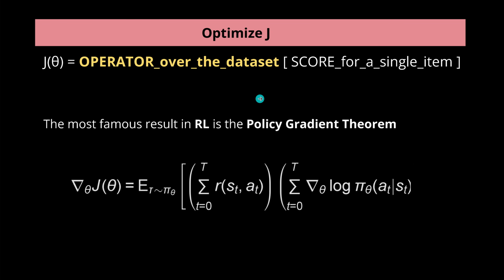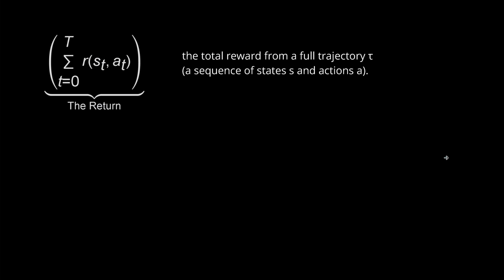And the most famous result in all of reinforcement learning is the simple policy gradient theorem. Here is exactly the way we calculate nabla theta of J of theta. Here we again have our operator over the data set. This is now a very specific expectation operator. And then we have the famous two terms. Now let's have a look at this, because it's really important that we understand it on a deeper level, because we're going to code an extension.